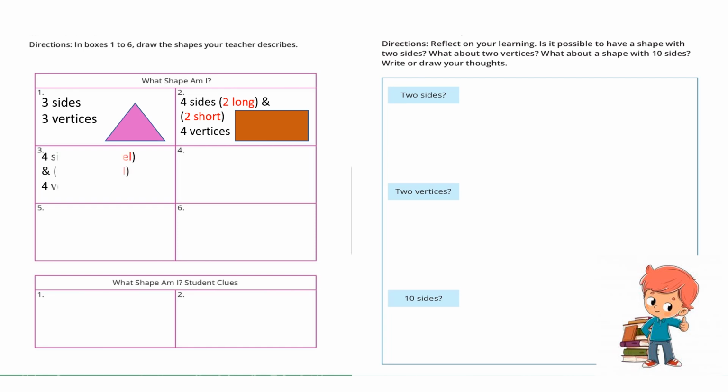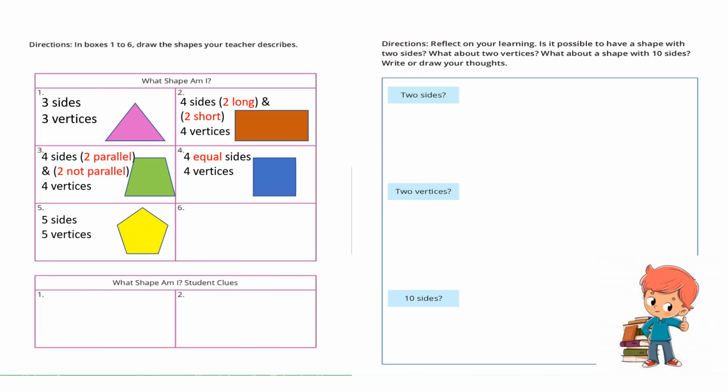In number 3, we will draw a trapezoid or trapezium. 4 sides, 2 parallel and 2 not parallel, and 4 vertices. In number 4, we will draw a square with 4 equal sides and 4 vertices. In number 5, we will draw a pentagon. 5 sides and 5 vertices. In number 6, we will draw a hexagon. 6 sides and 6 vertices.